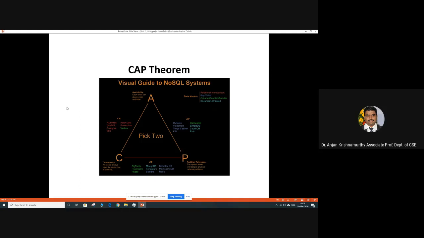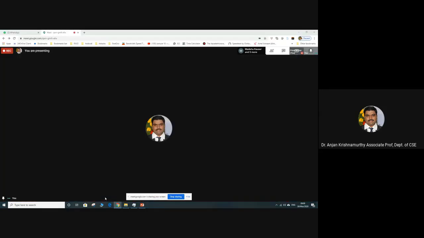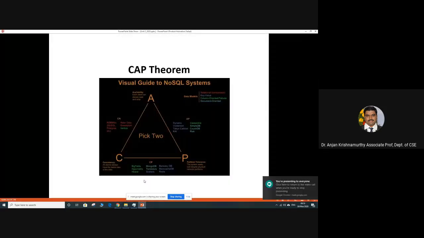So now we come to a very important slide. I would again like to pause for a moment, because this particular slide is very, very important, the CAP theorem, right? You have consistency, availability, and partition tolerance. Now look at CA compliance. CA compliance is for a normal RDBMS. All the RDBMS systems like MySQL, PostgreSQL, Greenplum, Vertica, these are all SQL systems which are basically CA compliant.